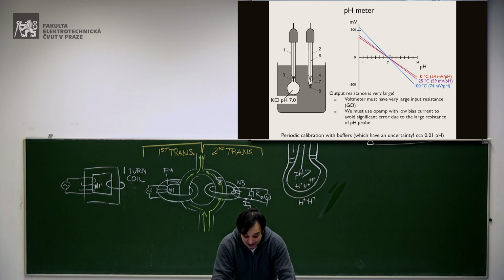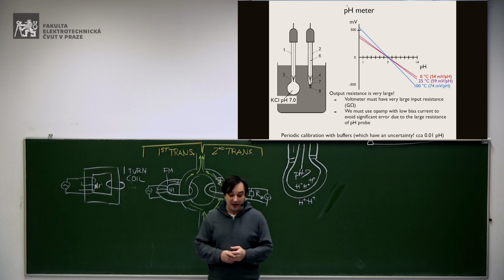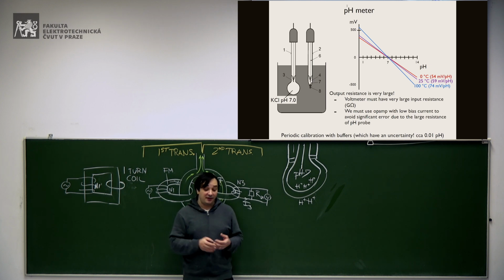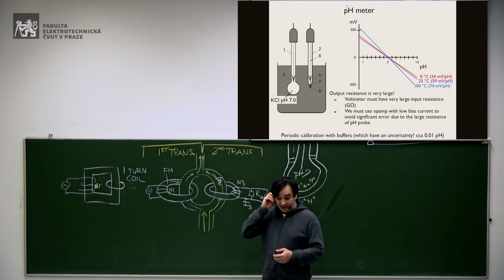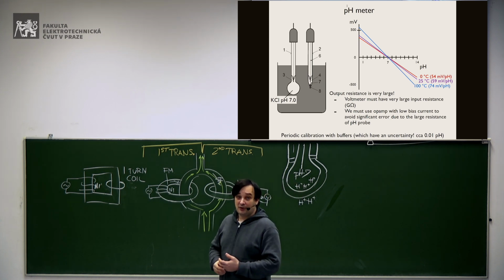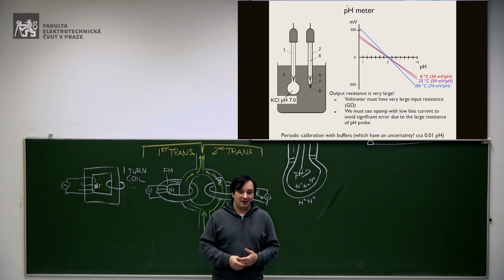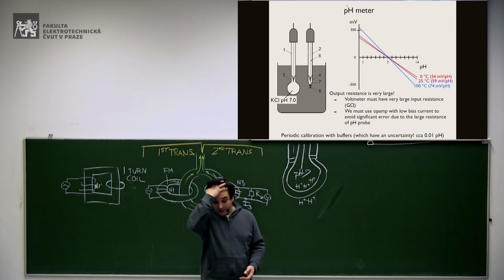And as I was saying, the voltage here depends linearly on pH, and the slope is about 50-60 millivolts per unit of pH at around room temperature, but it changes quite significantly if you warm up the solution. It arrives up to 74 millivolts per pH for a solution at 100 degrees, which is not something uncommon. When you have some chemical process, you very often warm up the solution to such temperature. So the change of response is quite significant.